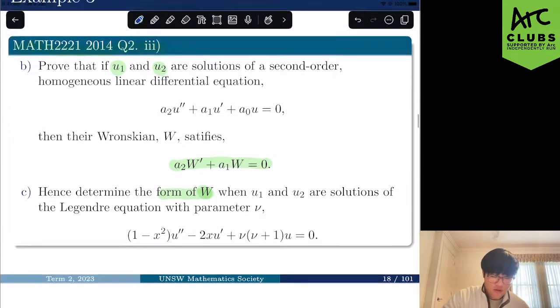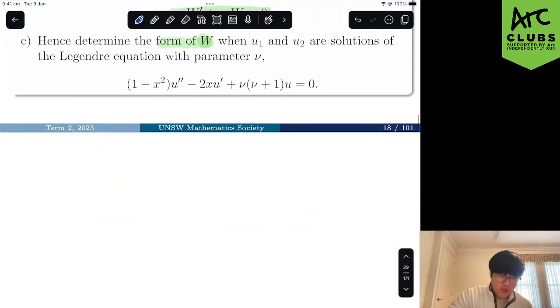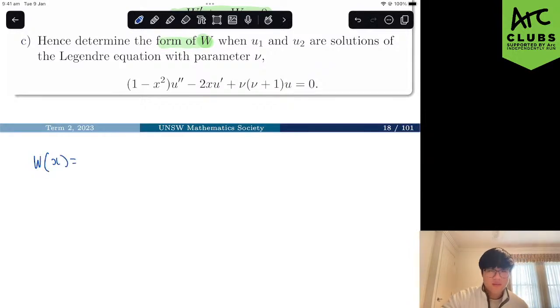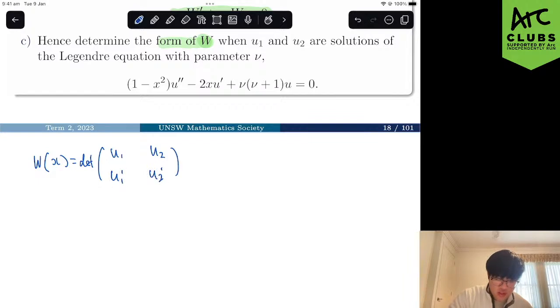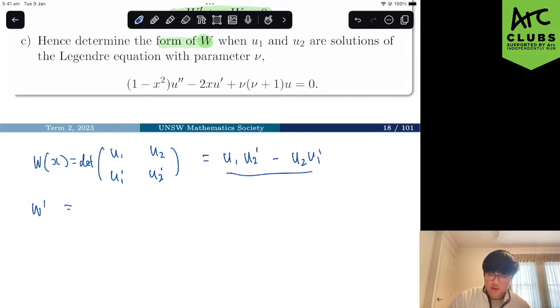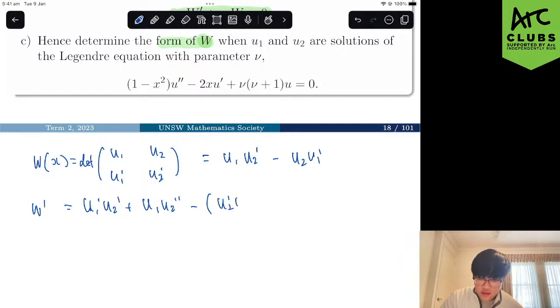Alright, so doing the first part, let's write out what our Wronskian would be. So our Wronskian is the determinant of U1, U2, U1 dash, U2 dash, which equals U1 U2 dash minus U2 U1 dash. And then W dash is equal to the derivative of what we have here. Using the product rule twice, you would get U1 dash U2 dash plus U1 U2 double dash minus U2 dash U1 dash plus U2 U1 double dash.